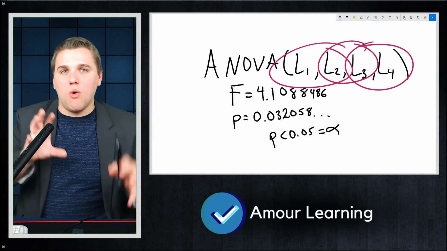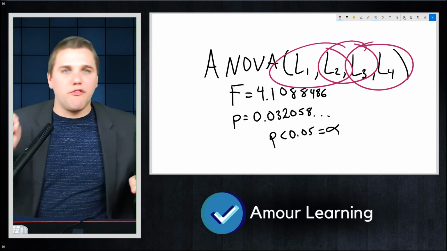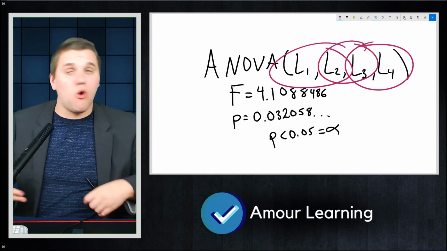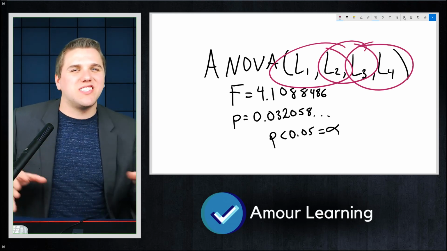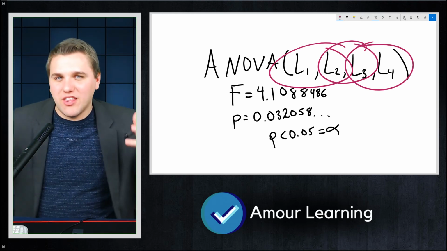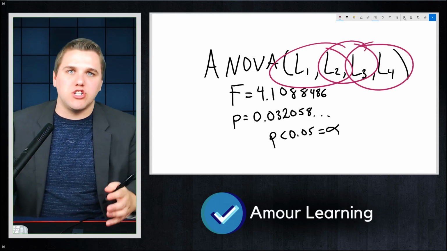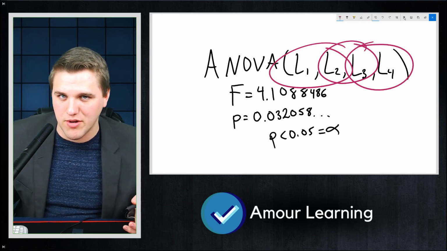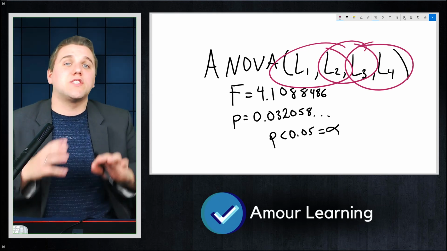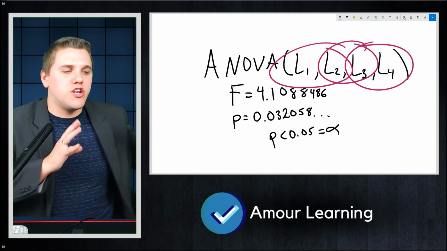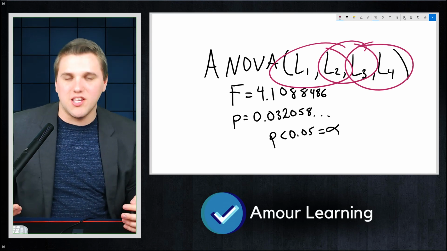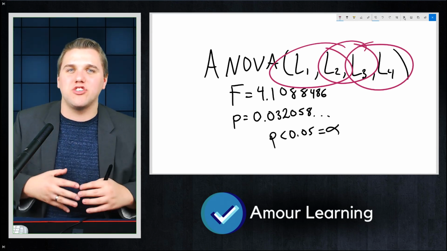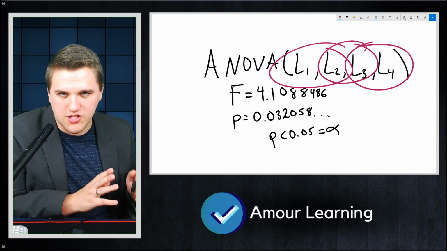We can match L1 with L2, L1 with L3, L1 with L4, L2 with L3, L2 with L4, or L3 with L4, and we can try to see which teaching methodologies are significantly different from each other, and which ones are not. And so that's for future statistical tests, but the ANOVA gives us our starting place, and it shows us that teaching methodology certainly affected the results of our tests.